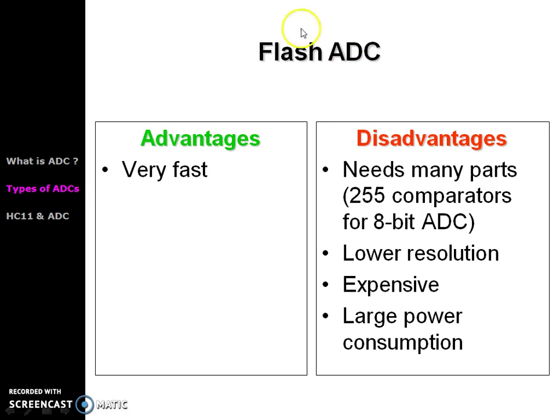If you see the advantages of a flash type ADC, the first advantage is that it is very fast compared to all other techniques. Disadvantages also exist: we need 8 comparators, it has low resolution, it is expensive, and it consumes large power. This is about flash type ADC.